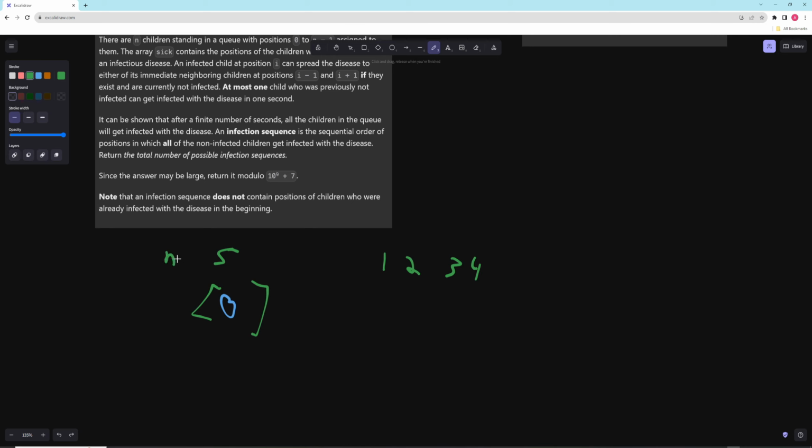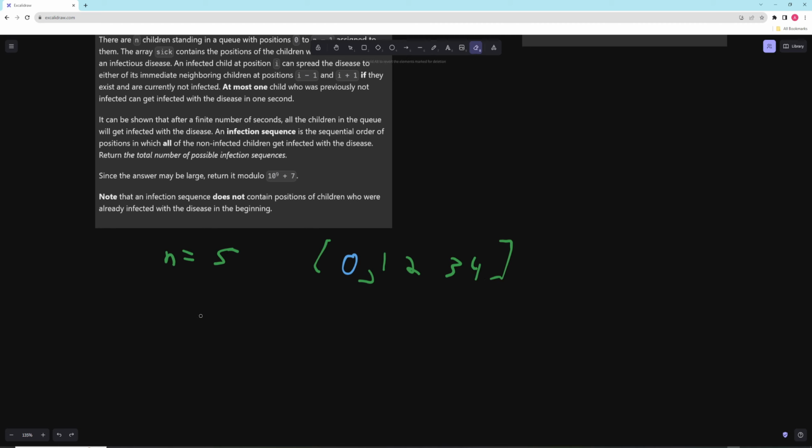And this one should be pretty straightforward because essentially, since child 0 is sick, 0 is next to 1. So we have to follow a certain order, right? Where child 1 has to get sick, and then child 2 has to get sick, and then child 3 has to get sick, and then child 4 has to get sick. Because if there's only one sick child, and there isn't anything on the other side, then there's only one combination possible, and that's just 1, 2, 3, 4. So we can write that down.